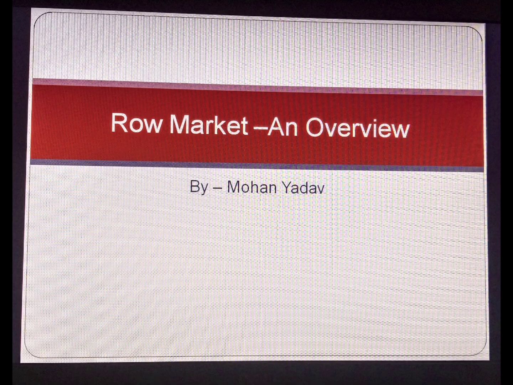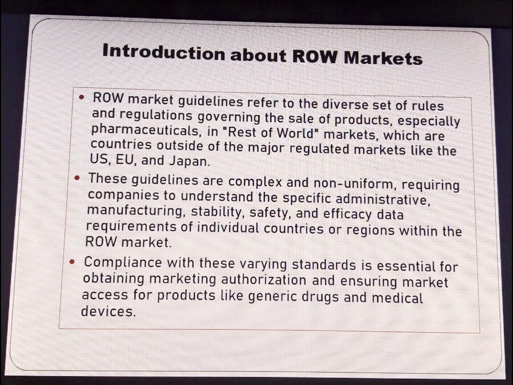Friend, today our topic is ROW market and overview. ROW market, that is rest of world market, guidelines refer to the diverse set of rules and regulations governing the sale of products, especially pharmaceutical, in rest of world markets, which are countries outside of the major regulated markets like US, EU, Japan, and Canada.